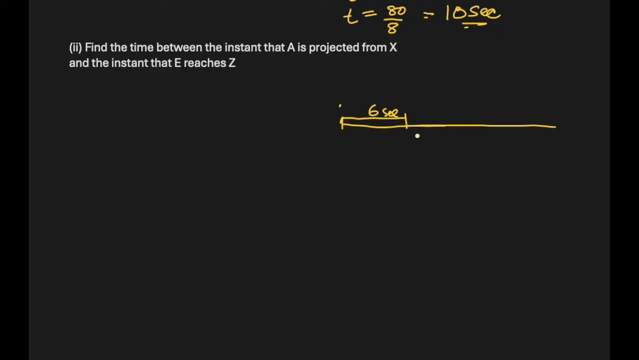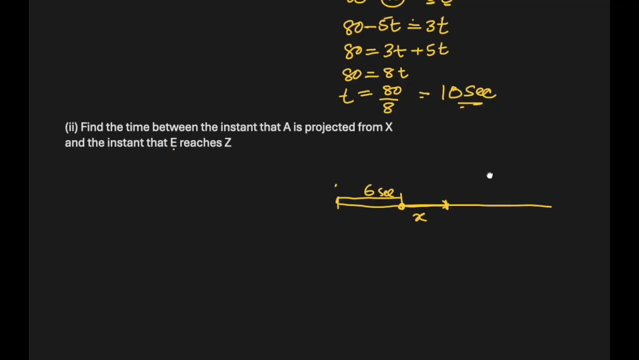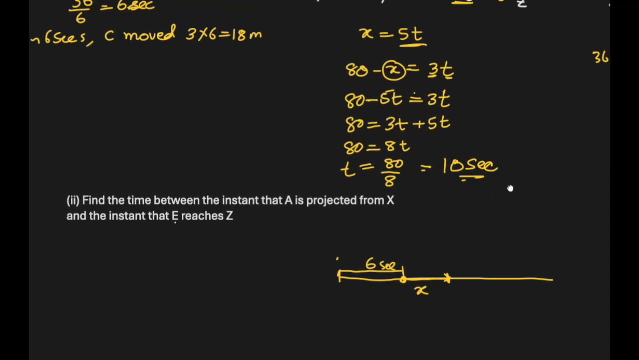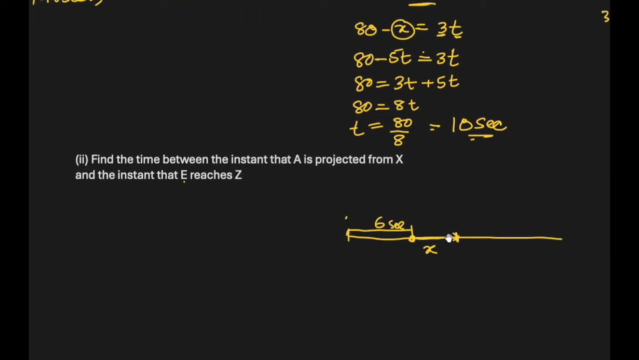Now there is X distance. Let's find time from this, and from this we have to find when E reaches Z. After they collide, they will take some time to reach here, and that we already know now. 10 seconds is the time they took to reach here. The first collision was here, the second collision here. So 10 seconds.